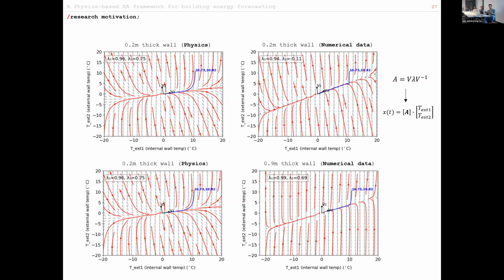Once I had the data, I decomposed it and extracted the eigenvalues. And as you can see, in a very fundamental space, you can compare the difference between physics and what is actually real. I'm doing the same also across systems. The bottom side is for a 0.2 meter thick wall derived by physics, and on the right-hand side is a finite element simulation derived for a thicker wall. And you can still see, of course, similarities.